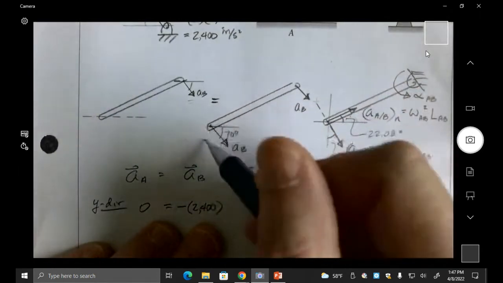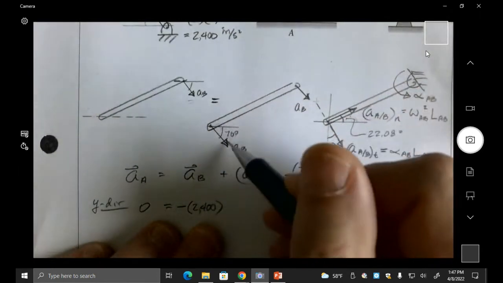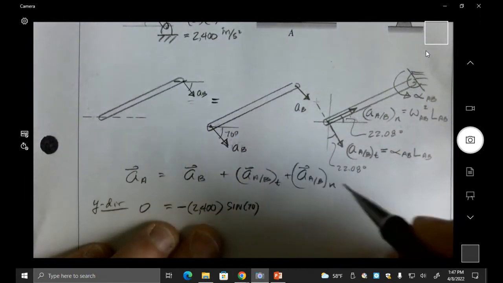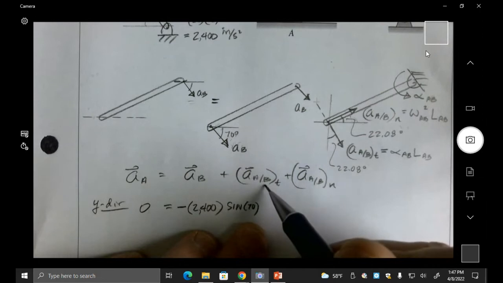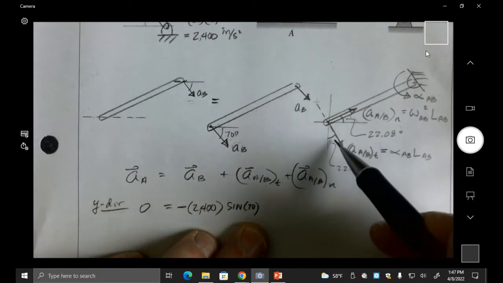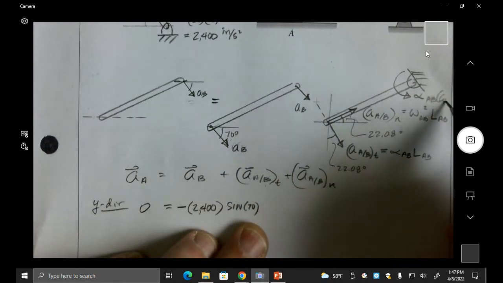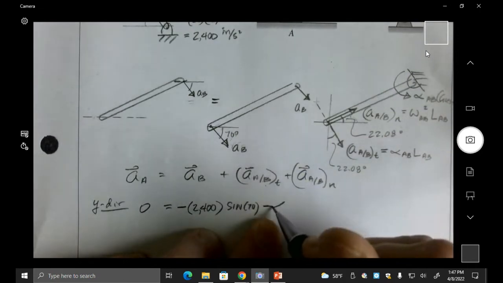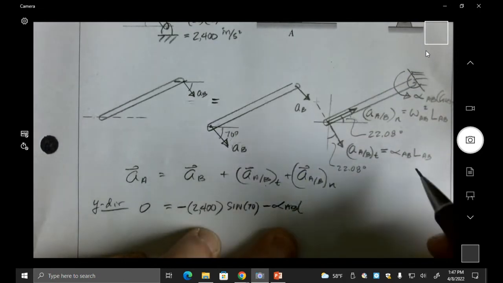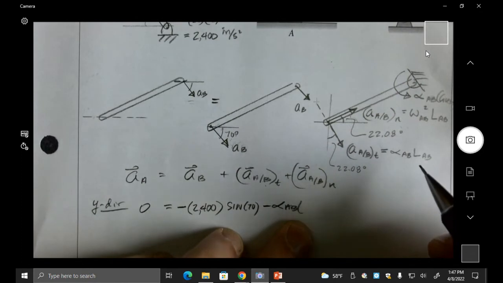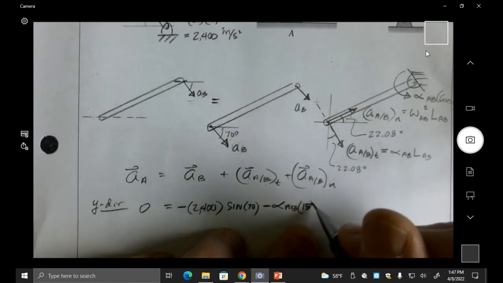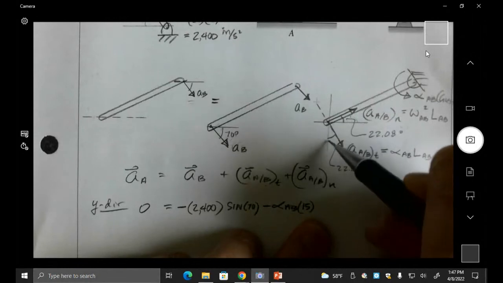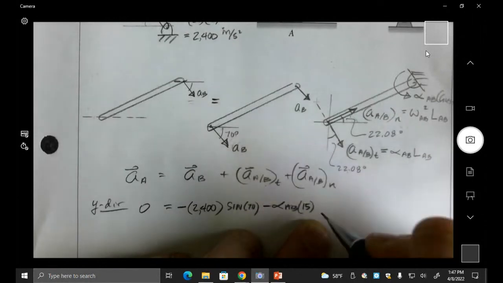All right, so this is 70. So we're writing it for this part right there. We can see it's negative in the y direction and sine of 70 degrees. Now we go to the tangential one. As we've drawn it with our guess, it's going to be negative, and it's going to be alpha AB times the length AB, which we recall was 15 inches. And now it's going to be the cosine of that angle.